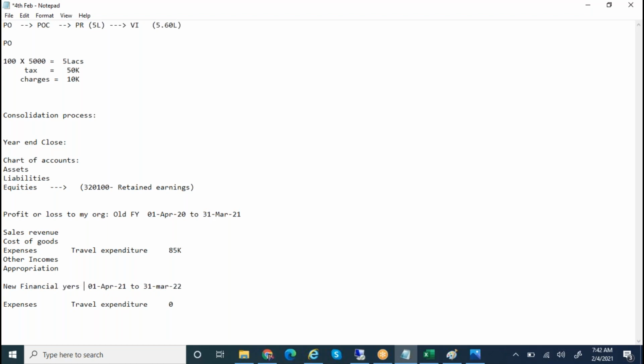This new financial year should be created in the system. That is the prerequisite. For the year-end process, the only condition in D365 is that the new financial year should be created. Whereas in 2012, all these periods should be on hold.